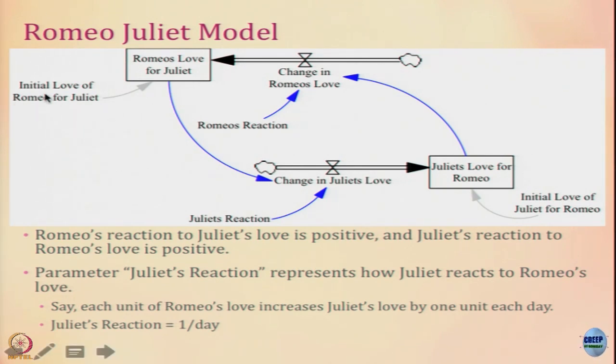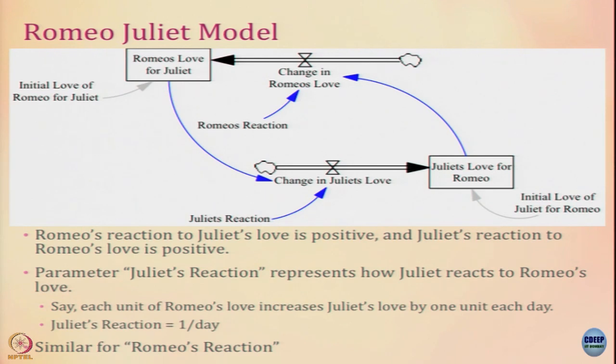The initial love of Romeo for Juliet and the initial love of Juliet for Romeo are just to denote the initial value of the stocks. It does not change the stock, it just sets the initial value. I just wrote it outside for convenience. So, what you are going to do is see what happens when their initial reactions are different when they meet, right?